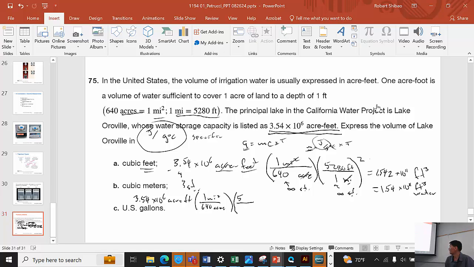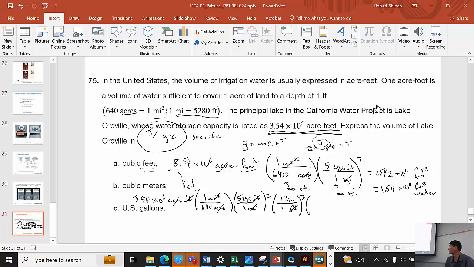So 5280 feet per mile, and square the whole thing. The next step would be to get rid of cubic feet. And so what I'm going to do is go linear feet. 1 foot is equivalent to 12 inches, and cube that whole thing. And so the acres cancel, the mile squared cancels, and all the feet cancel. And now I have cubic inches.